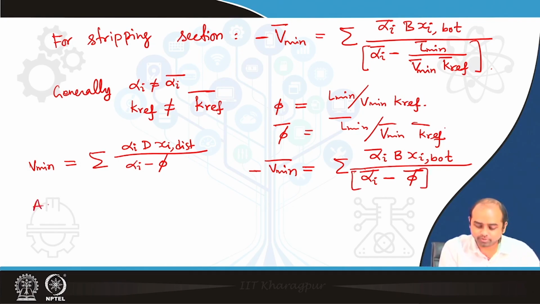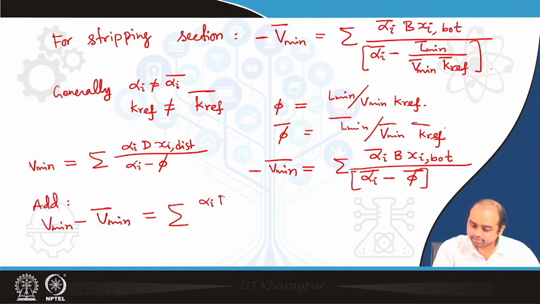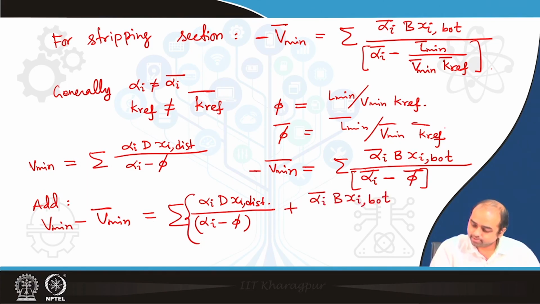Now if you add these two V mins, what do you get? So V min minus V min bar is equal to the summation of these two quantities, isn't it? I mean alpha I dxi at the distillate divided by alpha I minus phi, right, plus alpha I bar bxi at the bottom divided by alpha I bar minus phi bar, right.